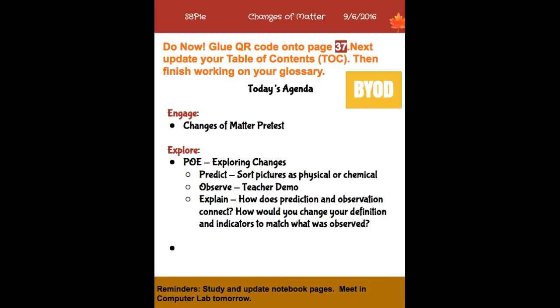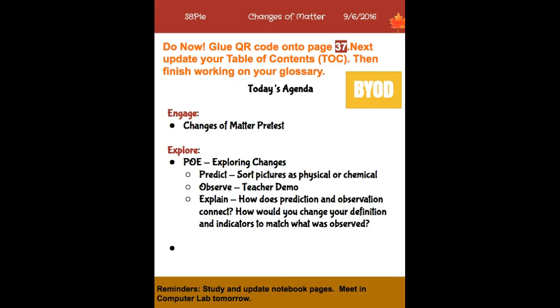Then you're going to go back for the explanation portion of the activity today and tell me, how do the first two parts tie in together? There's a connection. What's the connection between those two? Once we make that connection, how would you change your definition and indicators to match what was observed now?